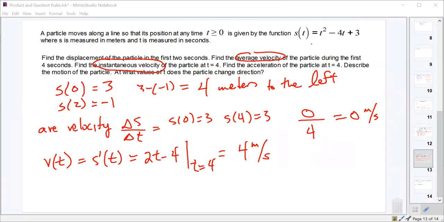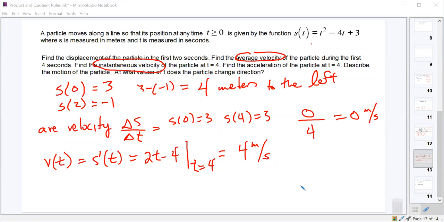All right, so everybody good with the velocity function being the derivative of the position function? Yes. All right, and we took the derivative and we got 2t minus 4, and we plugged in 4, and we got 4 meters per second. Yeah? Everybody good with that whole thing?